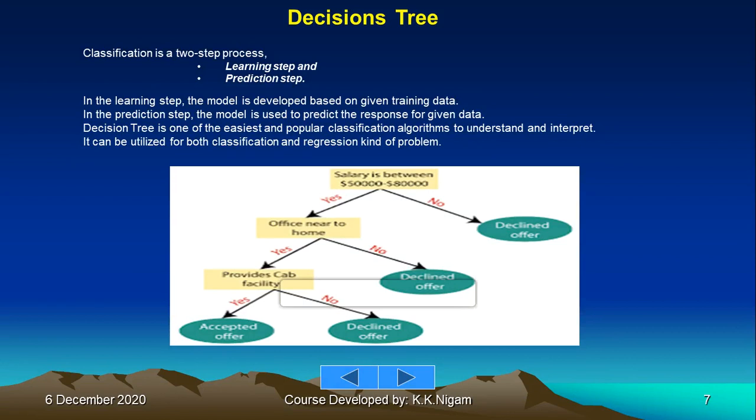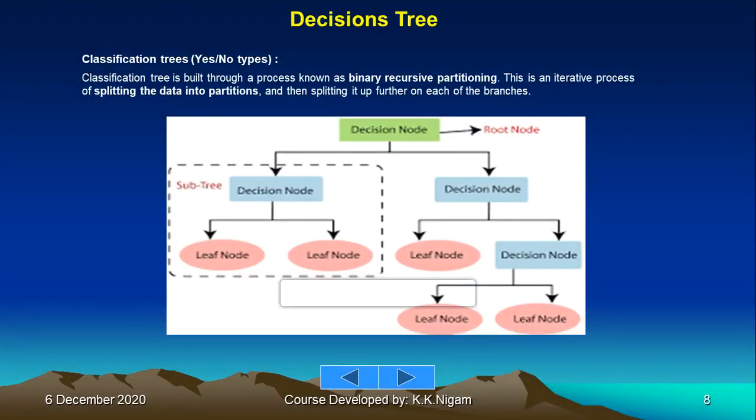Classification is a two-step process: a learning step and a prediction step. In the learning step, the model is developed based on given training data. In the prediction step, the model is used to predict the response for given data. Decision tree is one of the easiest and most popular classification algorithms to understand and interpret. It can be used for both classification and regression problems. With a classification tree, you will have either yes or no as the result.